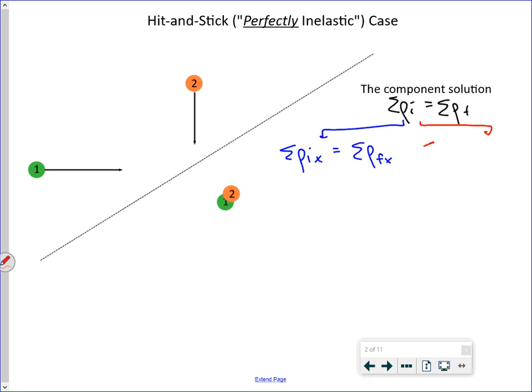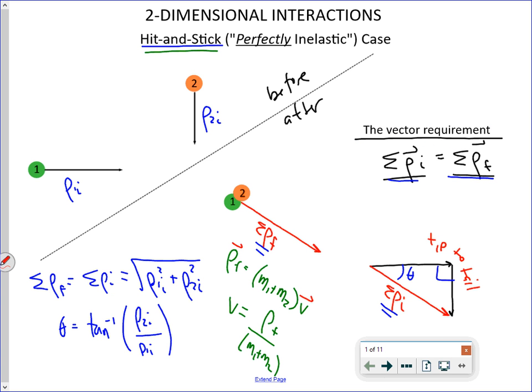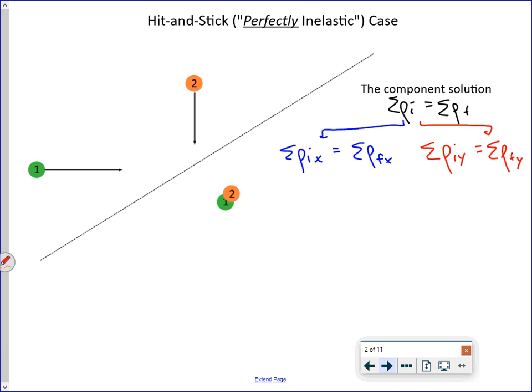Because we're saying we are limiting these interactions to two dimensions, P final y. Okay? And so, again, like I said, since this is a pretty simple case where these two initial momentum vectors happen to be at right angles, this might be a little bit of overkill for this sort of case.